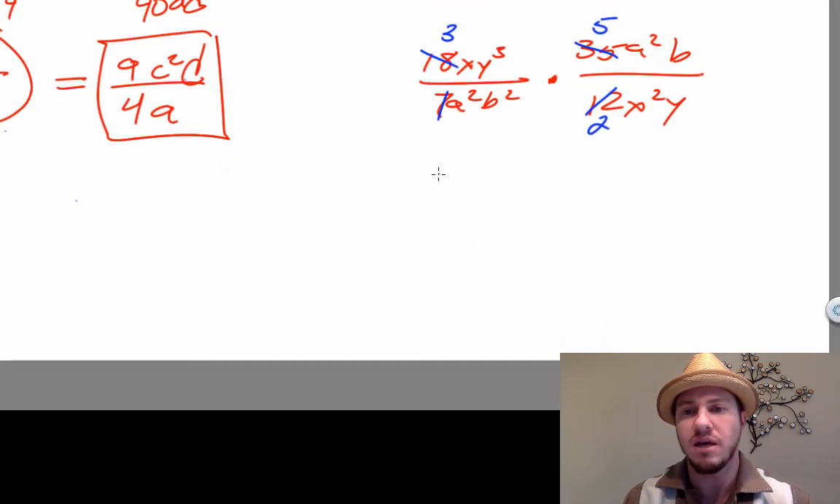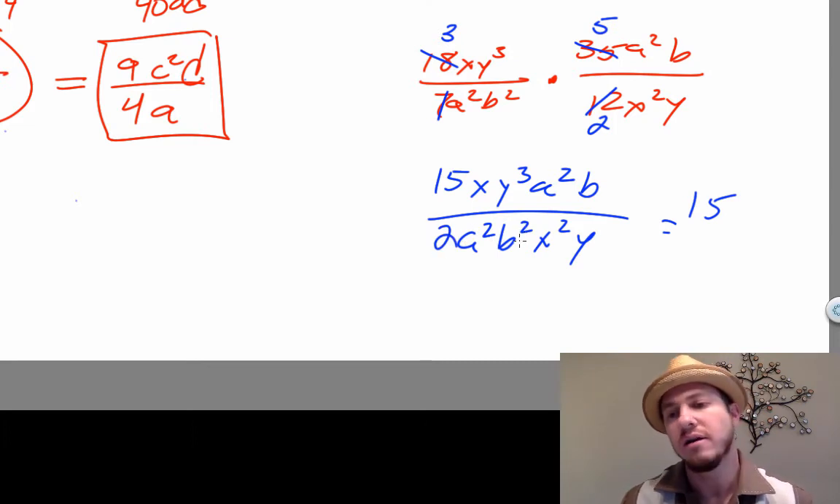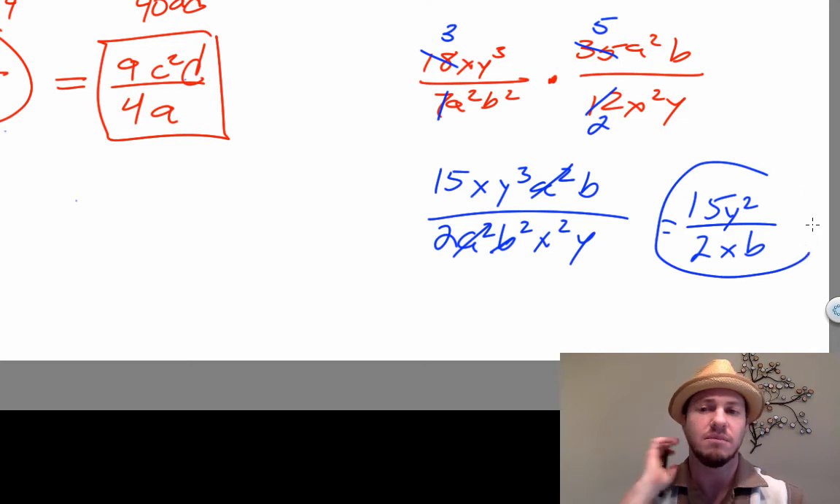So this is going to be 15x y cubed a squared b over 2a squared b squared x squared y. The x's can reduce, and that's going to leave the x in the denominator. The y's can reduce, and that leaves y squared in the numerator. Remember, I'm subtracting my exponents. The a's cancel out altogether. The b's is left with a b in the denominator. So this is my simplified form.